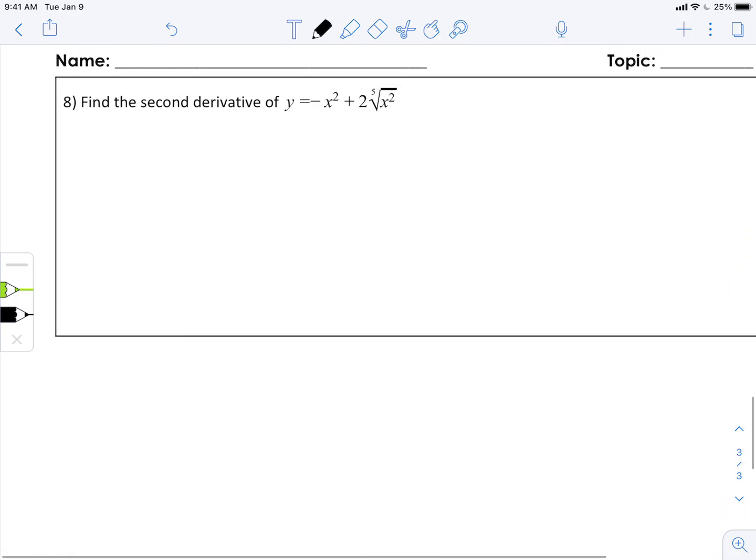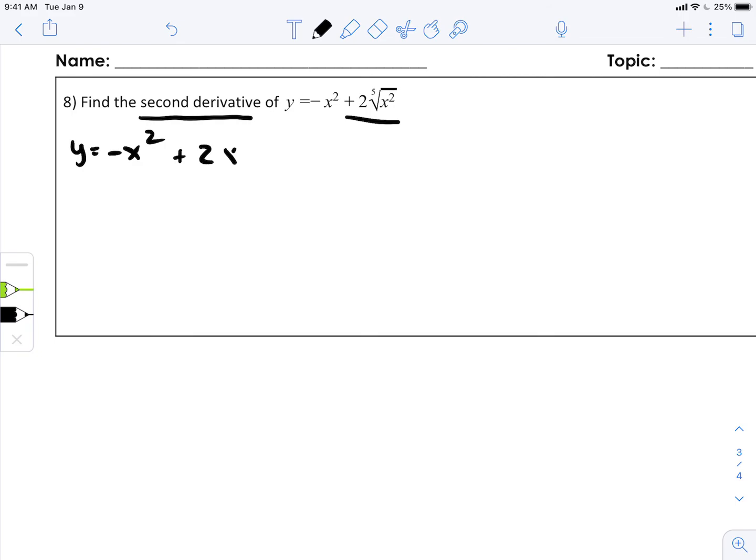For number 8, it once again wants us to find the second derivative, so 2 derivatives. Now before we begin, we're going to rewrite y such that we won't have a root, instead we'll have an exponent. So the plus 2 stays the same. Our exponent becomes to the 2/5. Remember, a root creates a fractional exponent.